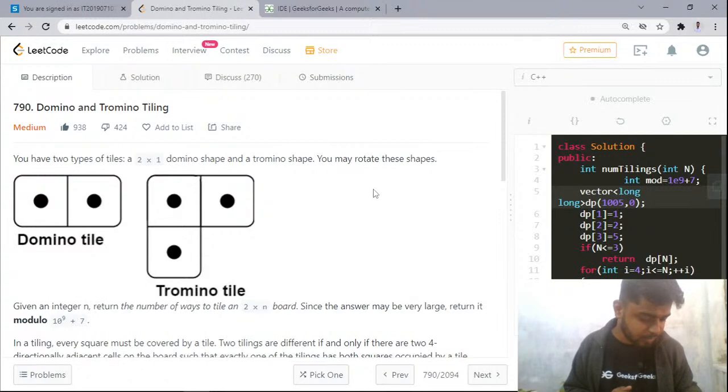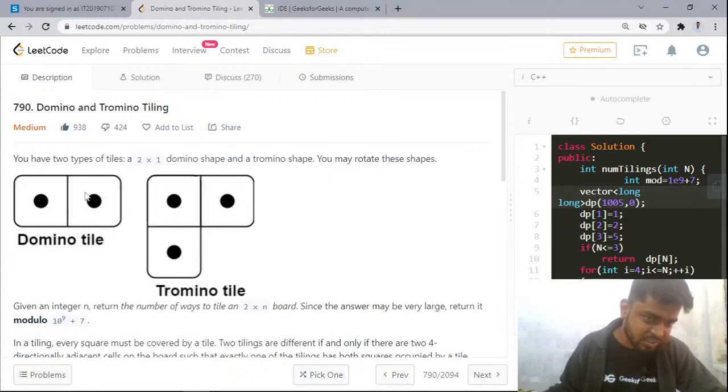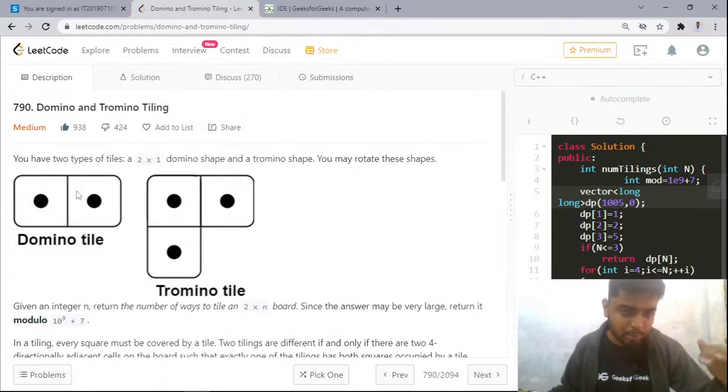Perfect. Let us see this. Let us first read this problem. It says that you have been given two types of tiles. The first type of tile is this domino tile, and the second type of tile is this tromino tile.